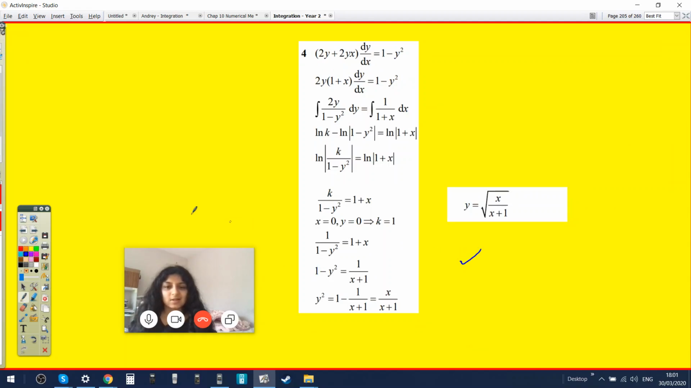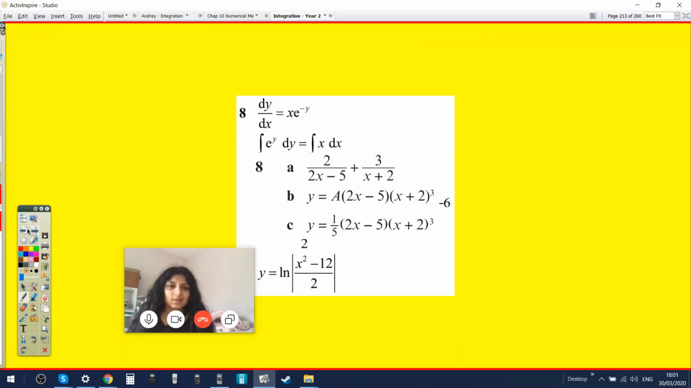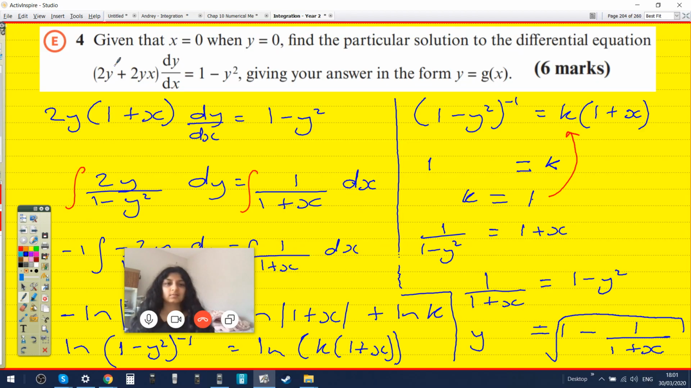No, but these are still hard. Yeah, told you, and there's lots more particular solution questions. But the big idea is get all the y's on one side, get all the x's on the other side, dy, dx, integrate both sides, solve for k by subbing in the x and y, and then make y the subject. It's basically integration, and they give you a point, and you use that to find the plus c.